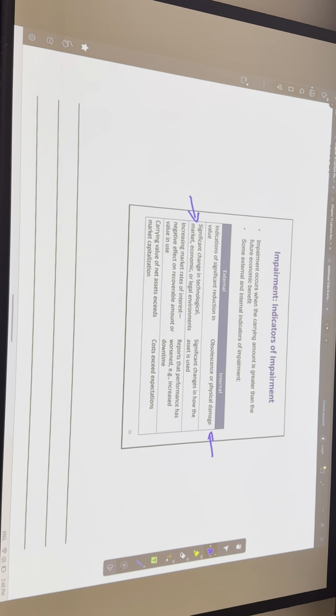Internal are obviously physical damages. You see them in the warehouse. You see that it's broken. Or there could be a significant change in use, where no one's using this equipment. Or a report that performance has worsened, or increased downtime, or cost exceeds the expectation. So those are both internal and external indicators.